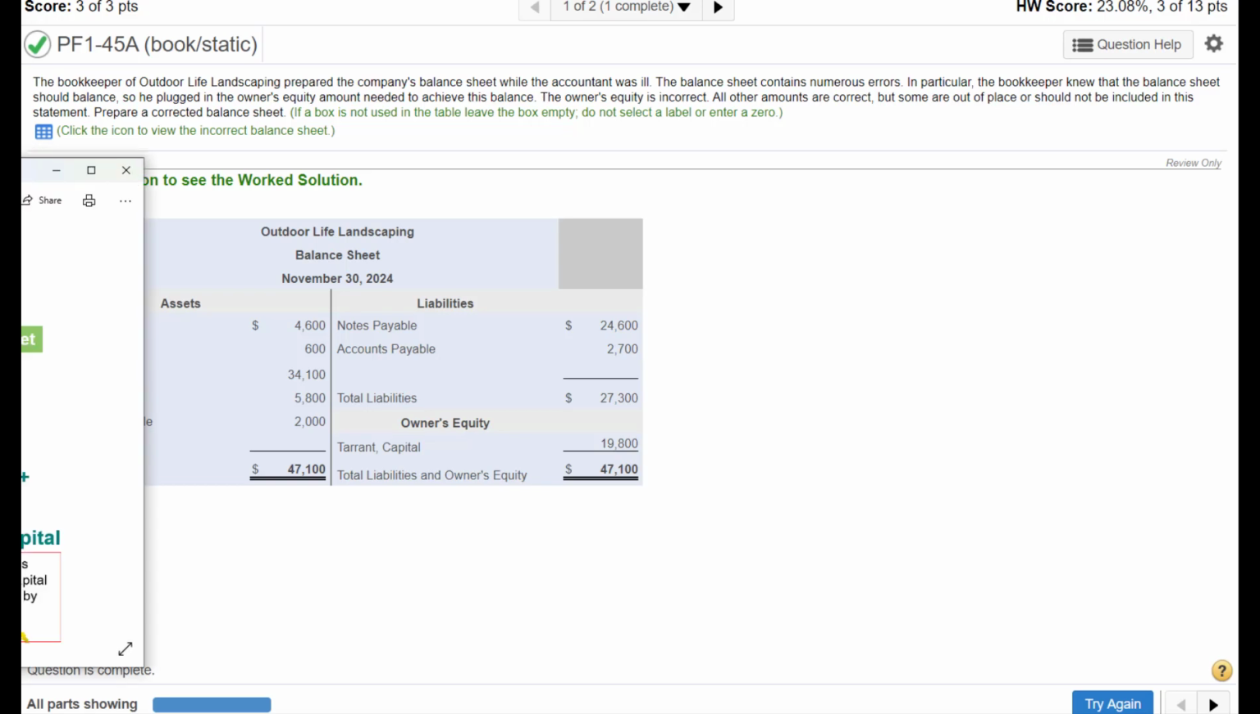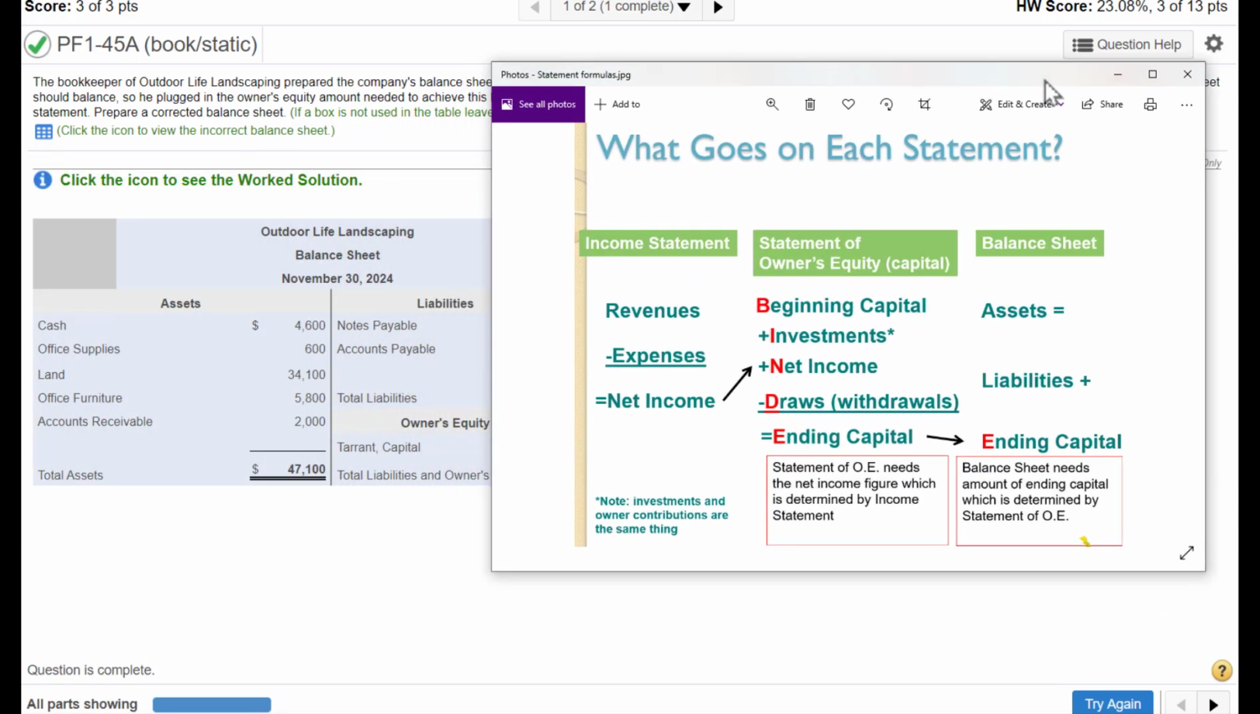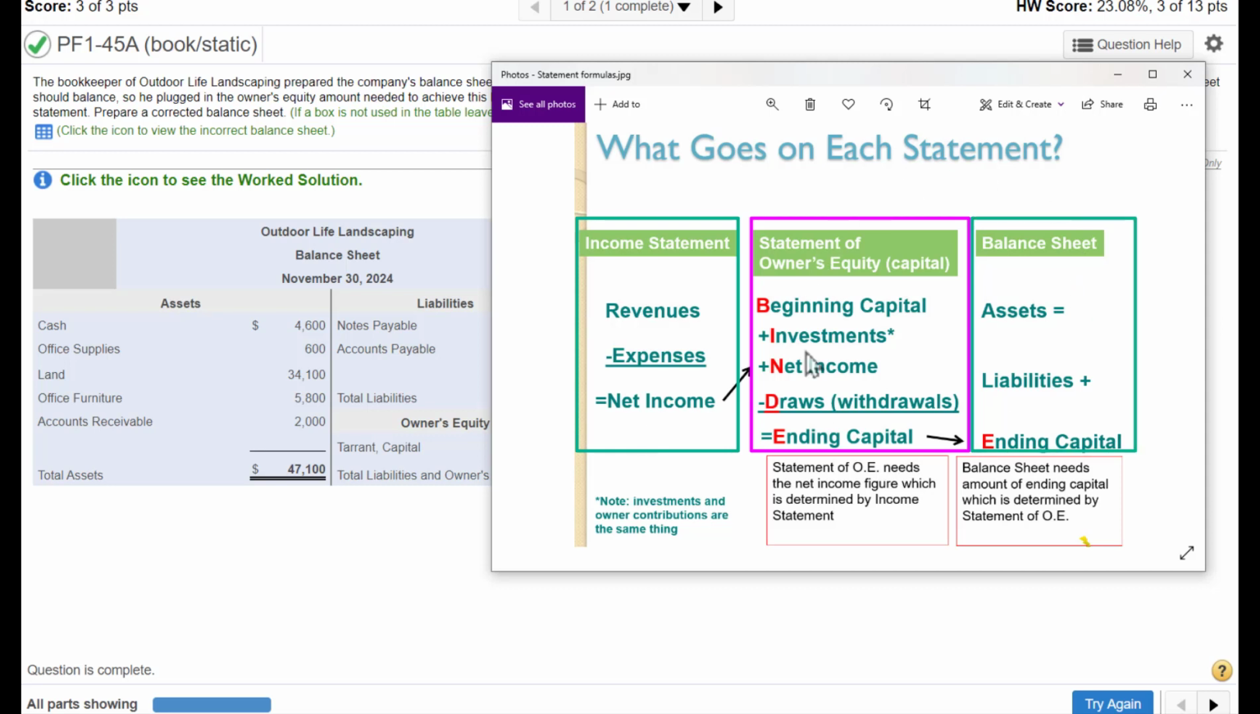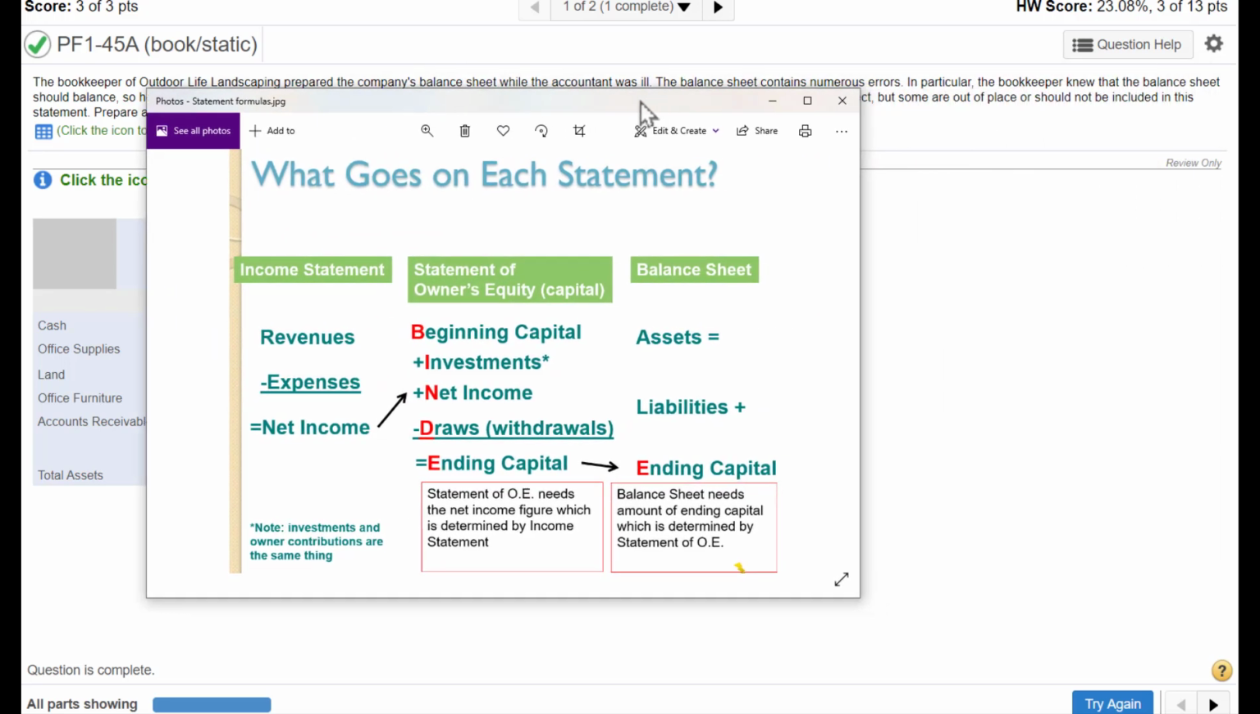So I hope you've learned from these homework exercises that it's critical to understand these three financial statement formulas. You need to memorize these. Hopefully you're getting enough practice that it comes easy to you.